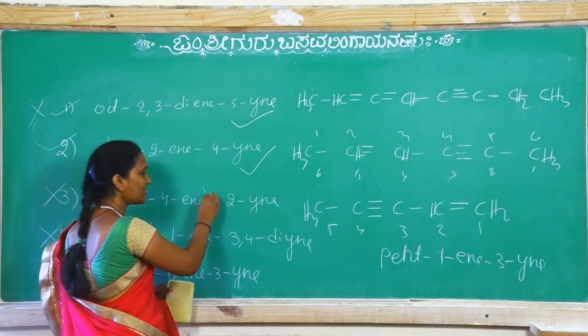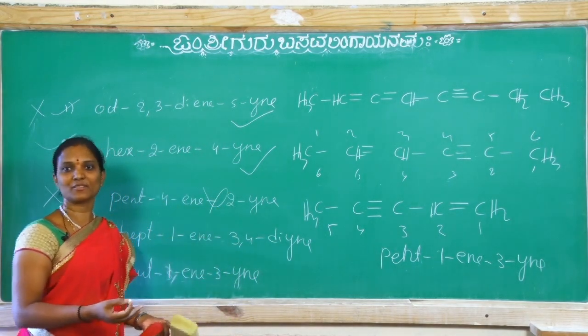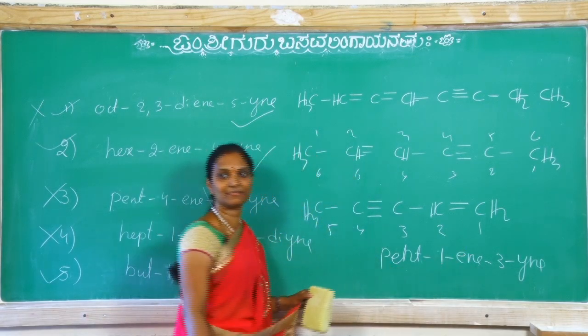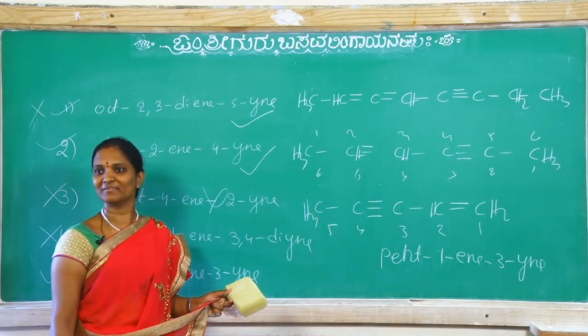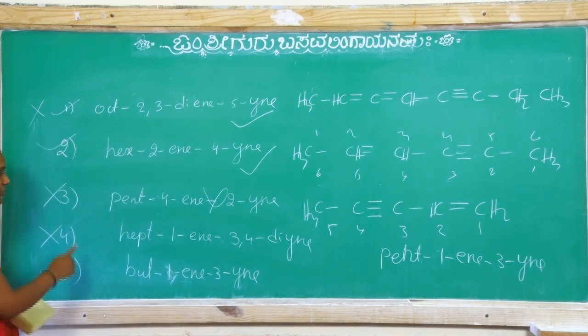Okay. So this is a wrong name, which means definitely we should check what the right name is. So what is the right name? Pent-1-en-3-yne. Okay. Now this is the right name, 1-en-3-yne. Come to the fourth one. So the fourth one I gave is wrong.